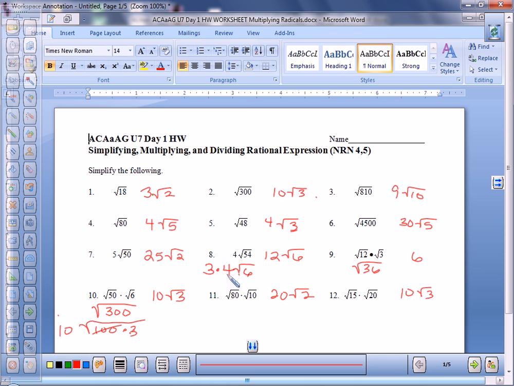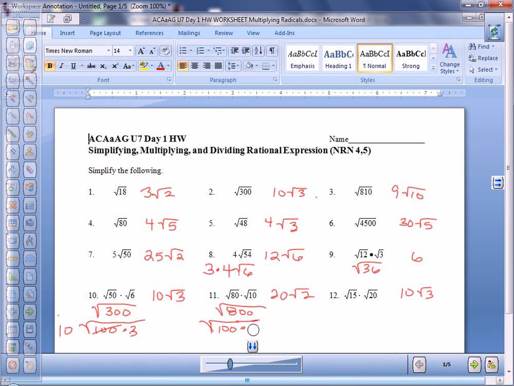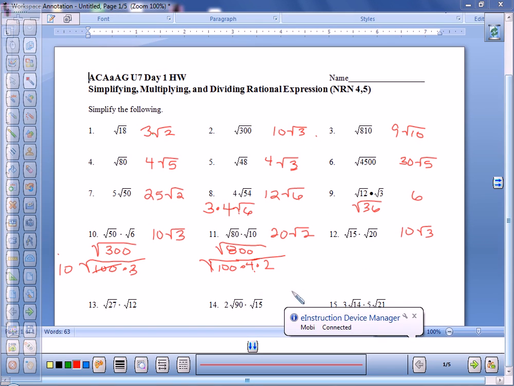Yes, ma'am? Can you go over number 11? Number 11. Okay, I think the easiest way to do this one would be to multiply it also. So 80 times 10 is 800. And what is the largest perfect square that divides into 800? Okay, so you see 100, but when I do 100, it's 100 times 8. Is there a perfect square that divides into 8? Yeah, 4 goes into 8 2 times. So we can think of it like this, 100 times 4 times 2. So the square root of 100 is 10, and the square root of 4 is 2. So we have 2 times 10 out in front, which is 20, so it's 20 root 2.